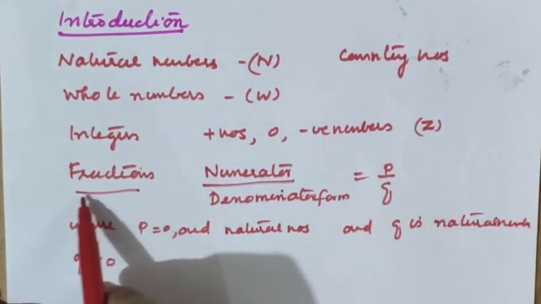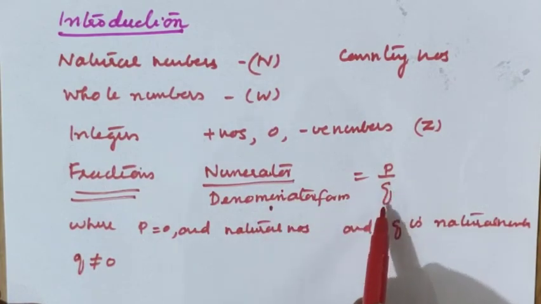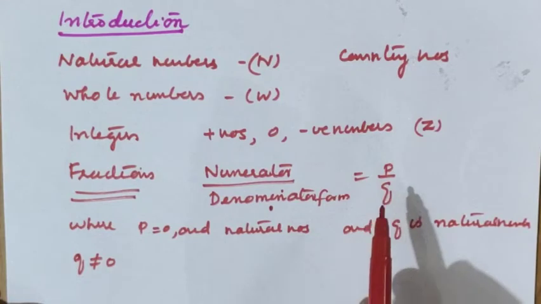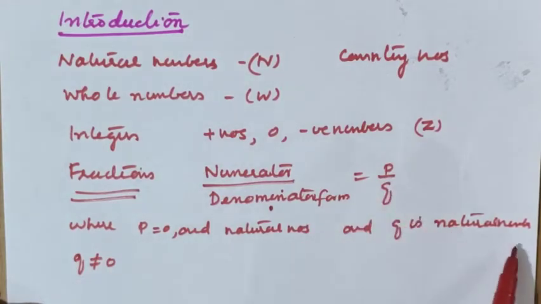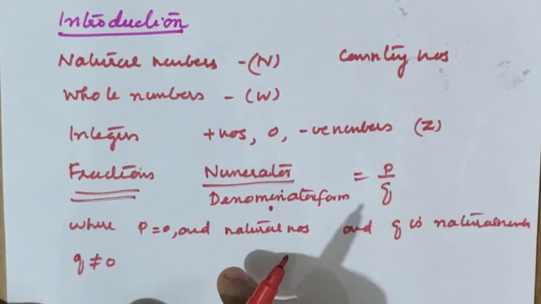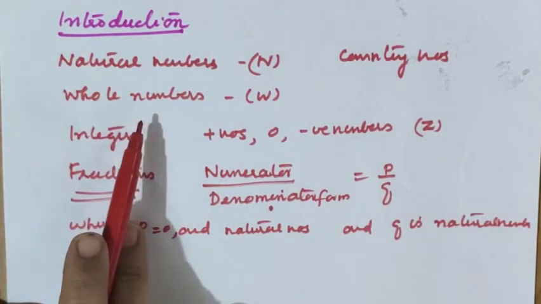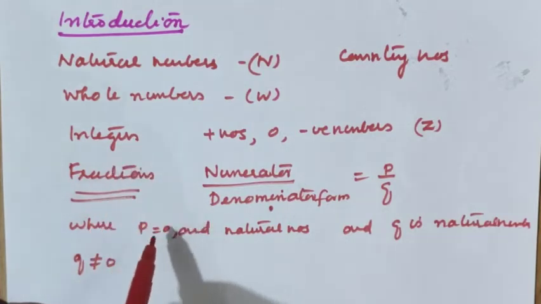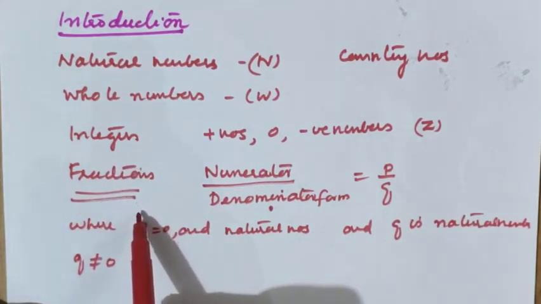In fractions, what we learned is that we can express numerator by denominator form, that is P by Q. P can take the value 0 and all the natural numbers, Q can take only the natural numbers and is never equal to 0. That means we have extended our number system from natural numbers to whole numbers to integers, and then our idea expanded towards fractions also.